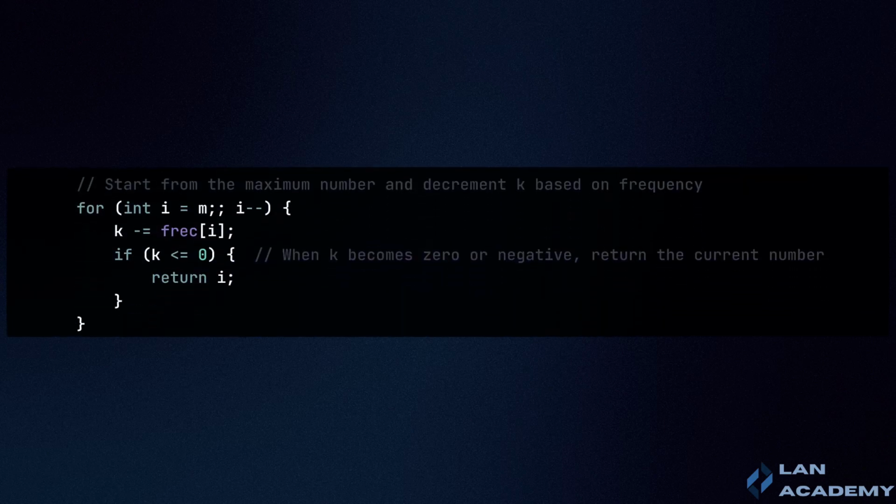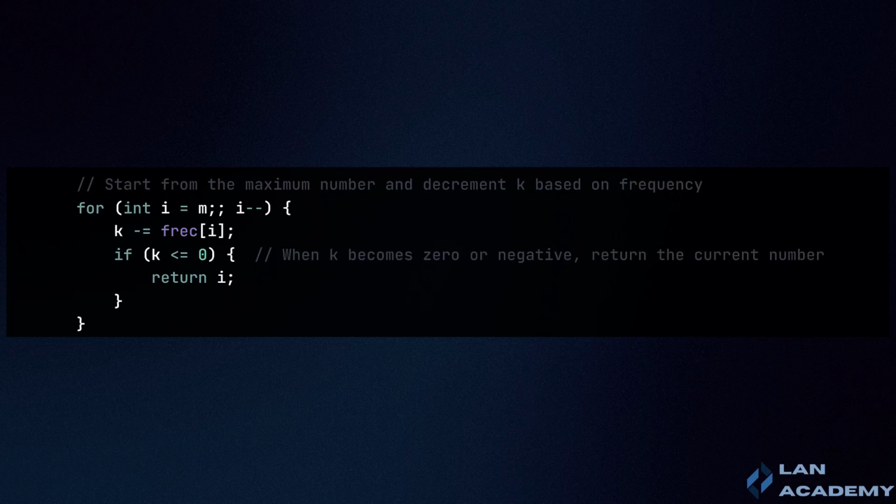To find the kth largest element in the array of integers, we use a for loop that starts iterating from the maximum value in nums. The loop continues indefinitely, decrementing k by the frequency of the current element i at each step. This helps us keep track of the number of elements processed and how many more we need to find to reach the kth largest element.